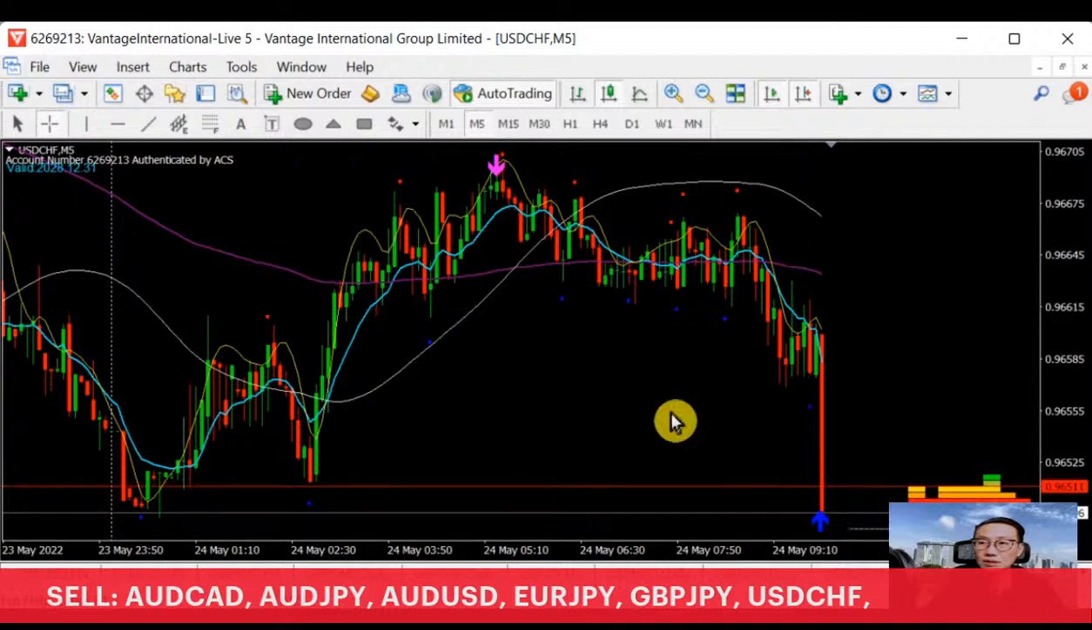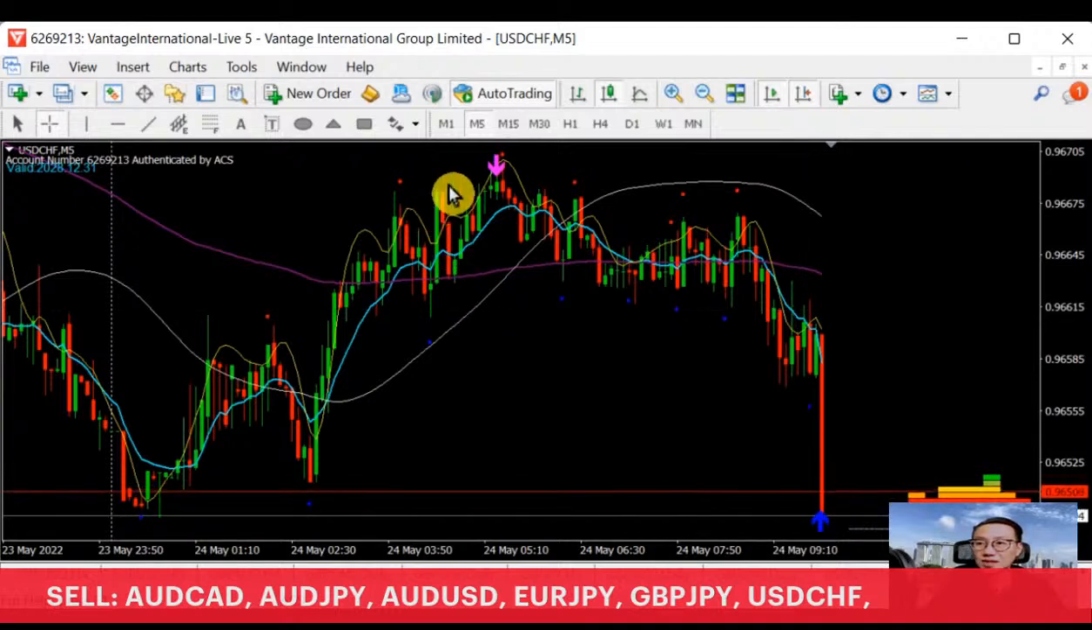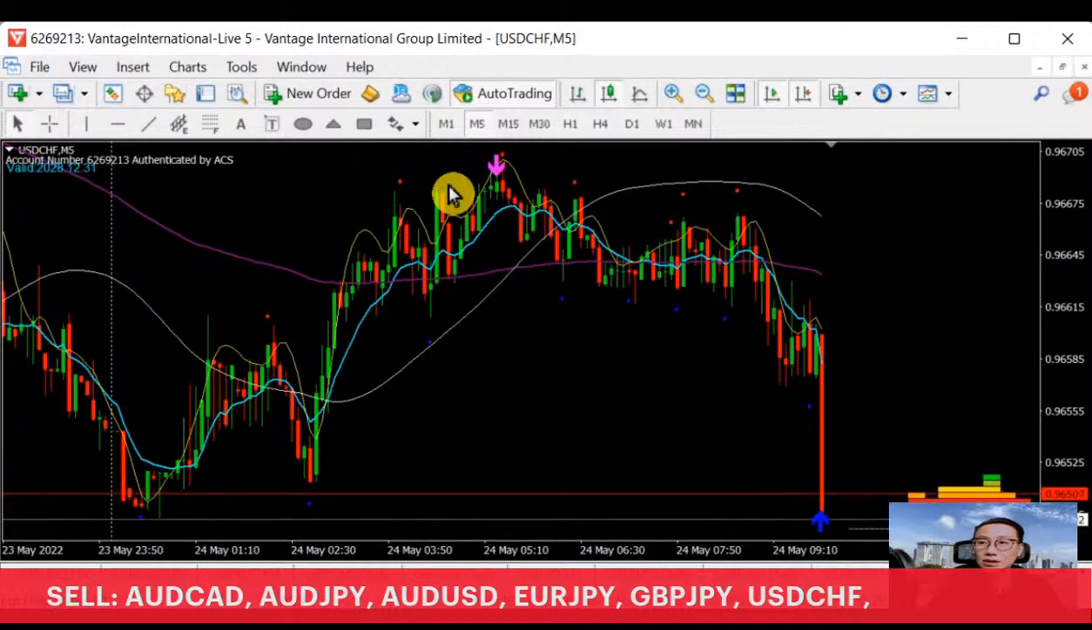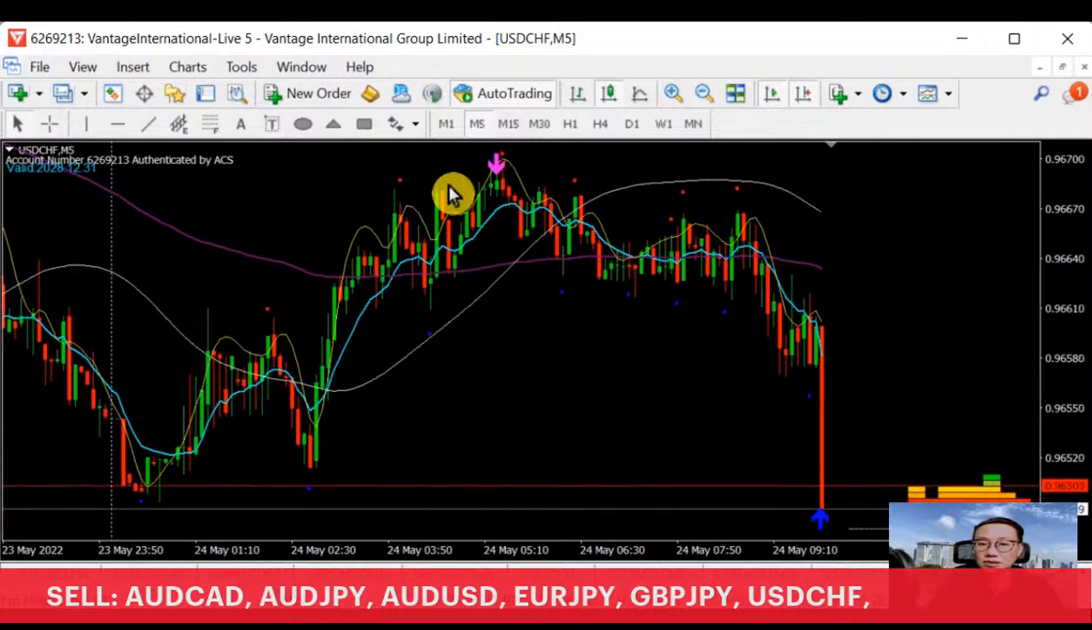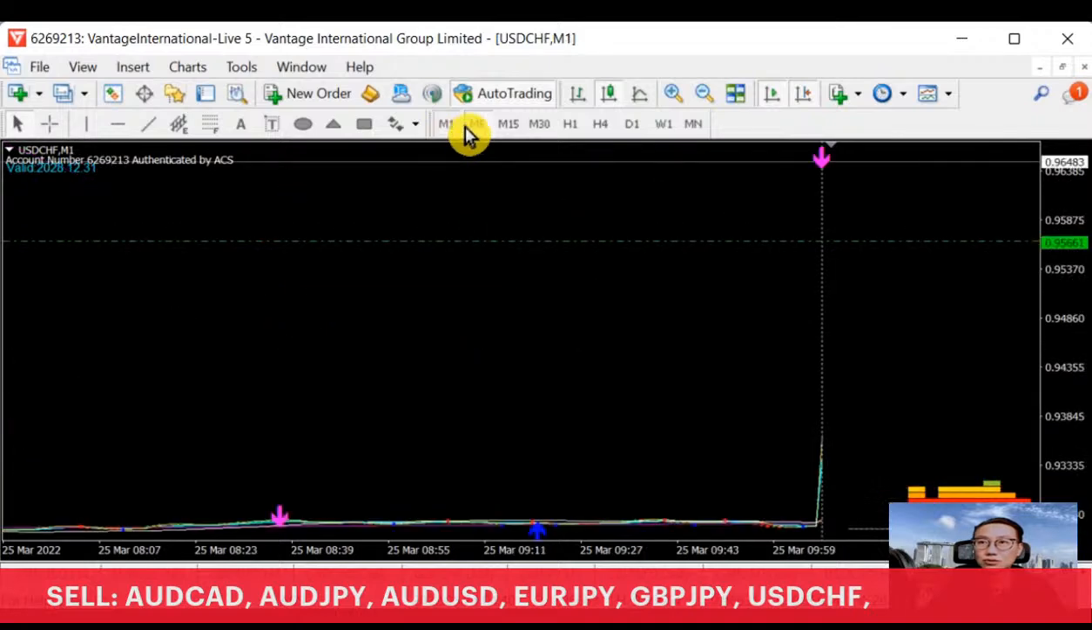And it is still striving hard to go further down. So it will shift the blue arrow downwards, as you can see. Over here, yeah, it's coming down. Right now, as we can see, this is really something.